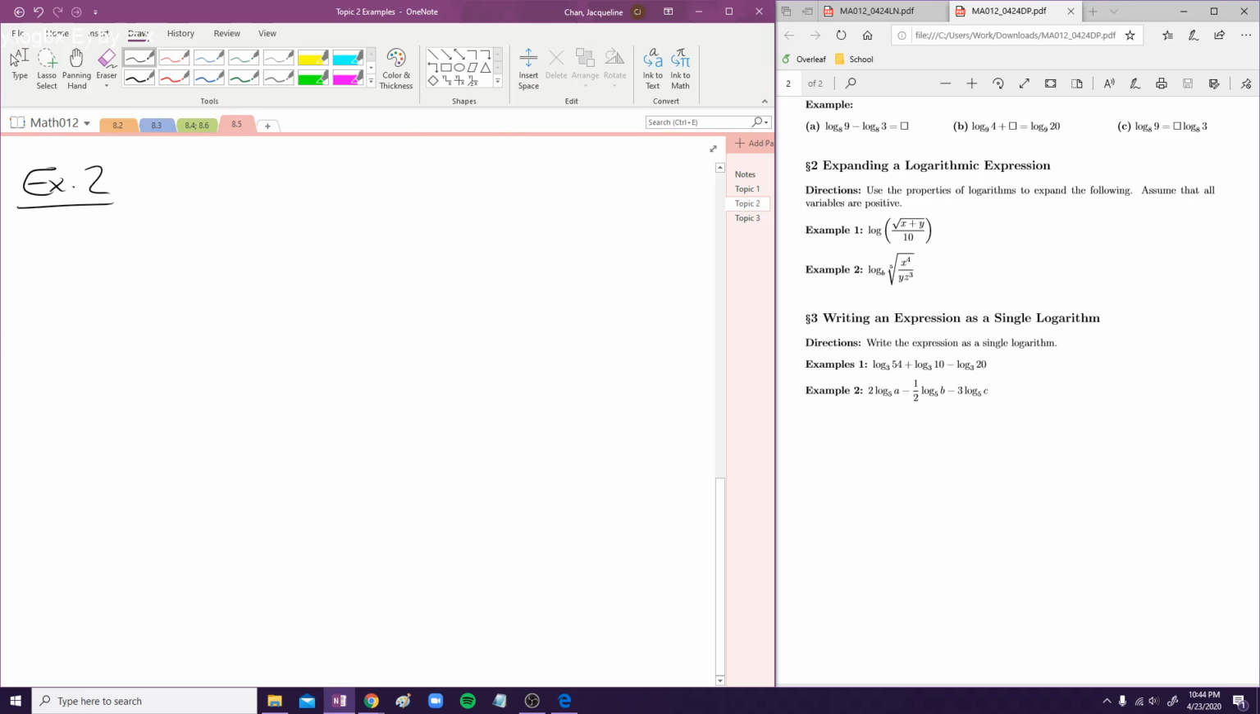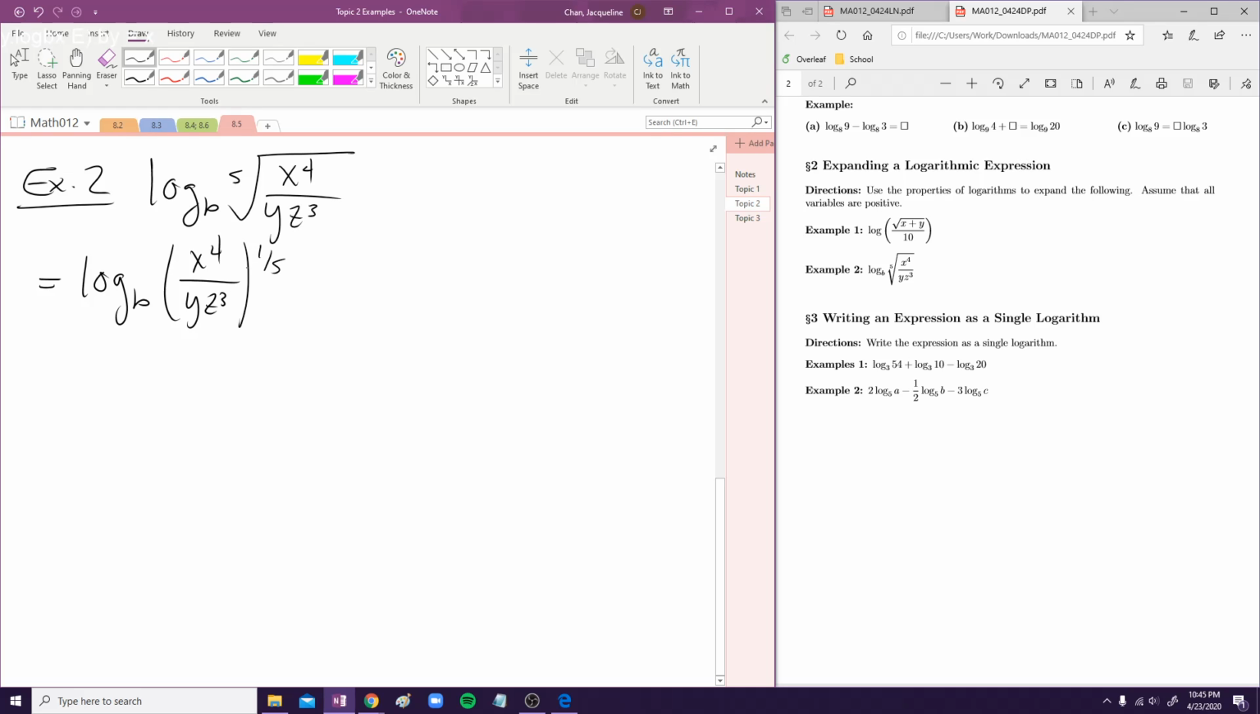Okay, so for example 2, we want to expand log base b of the 5th root of x to the 4th over yz cubed. All right. So if I have a 5th root here, how can I rewrite this? I can rewrite this as x to the 4th over yz cubed, and then this is to the 1/5 power.